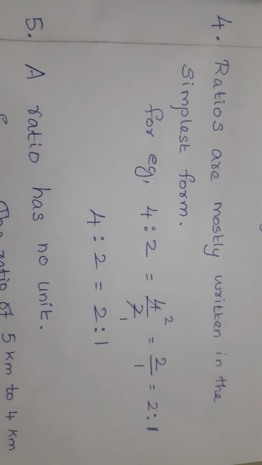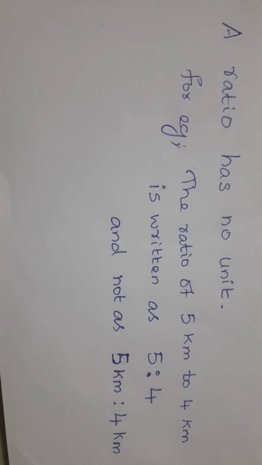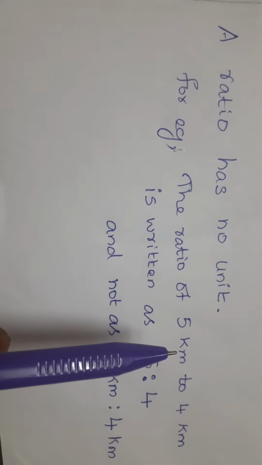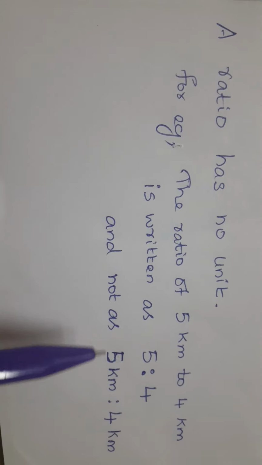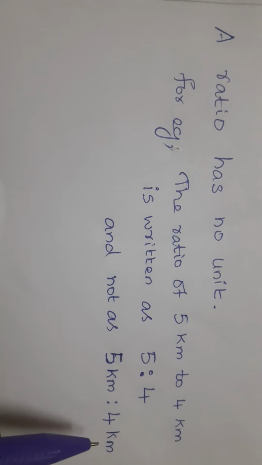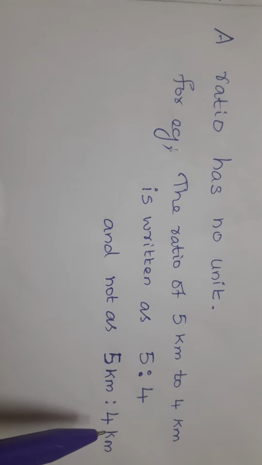Okay. Next, ratio has no unit. For example, the ratio of 5 km to 4 km is written as 5:4 and not as 5 km to 4 km. While writing the ratio, we won't write the unit together. Understood?